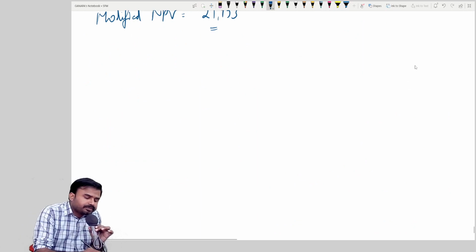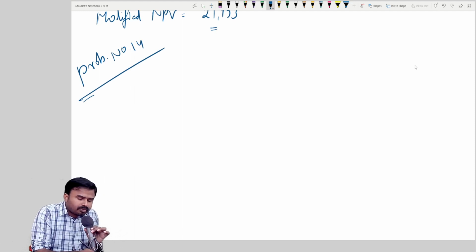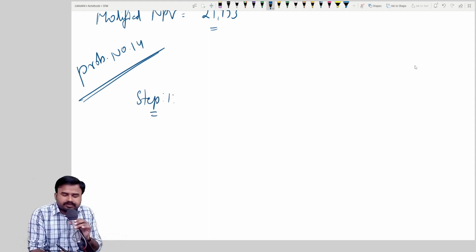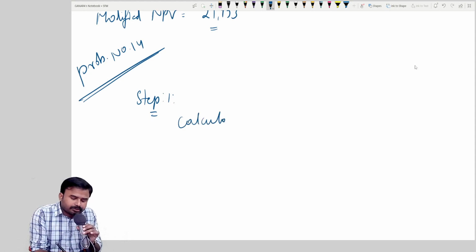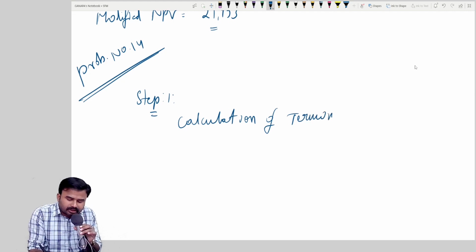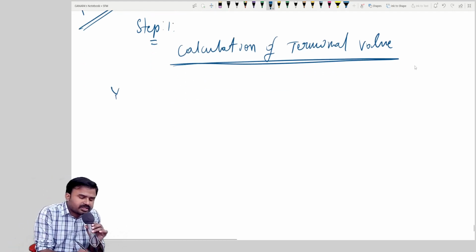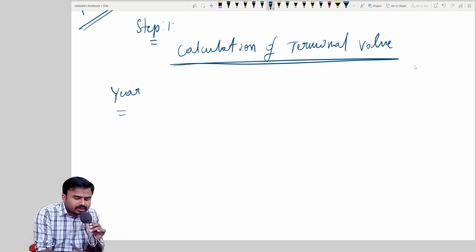Problem number 14. Step number 1. My first job is to calculate terminal value. Calculation of terminal value. How to calculate this terminal value? These are the standard columns. First see the question. Focus. Here cash flows.